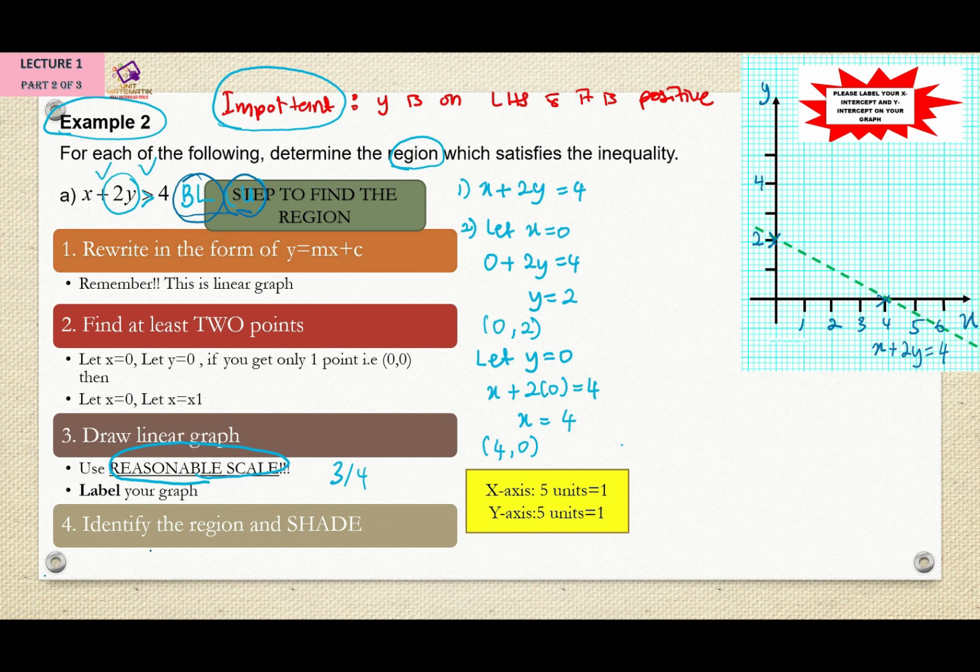Next step, we need to identify the region and shade the region. At first we already know this is upper, so it means the region is upper the line. I will be using the highlighter so that you can see it clearly. So this is the region. Please shade your region correctly, because most of the students do it wrong. Why do they do it wrong? Because they just shade the region in the first quadrant. You should understand what is meant by first quadrant. So you should shade the region correctly.